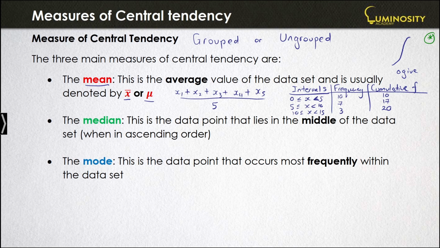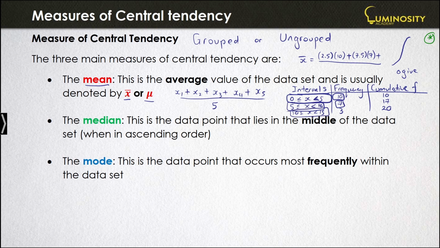And for finding the mean of data in grouped settings, there's a specific way to do it, using the formula x bar equals. You essentially look at each interval and find the midpoint. So from 0 to 5, the midpoint would be 2.5. Then you multiply it by the frequency, which is 10 here. Then you add the next one, the midpoint of 5 and 10, which is 7.5, and you multiply it by the frequency. And then you keep doing that until you arrive at the very last interval.